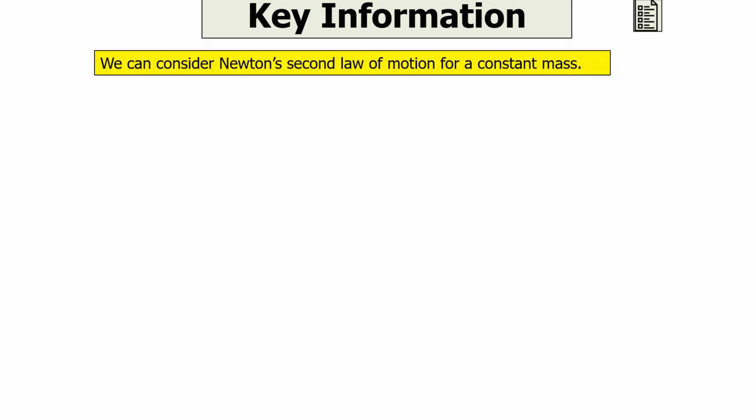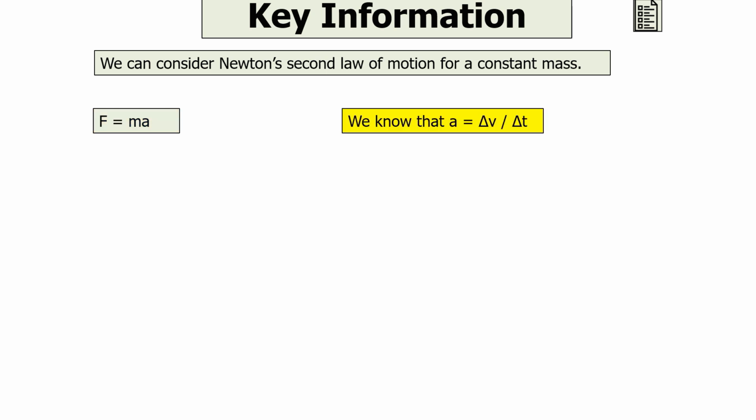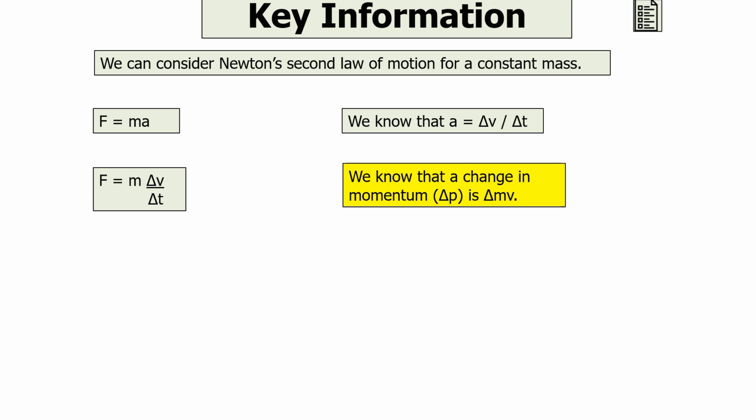Now we can consider Newton's second law of motion for a constant mass. We know that F equals ma, and we also know that a is equal to the change in velocity over the change in time. So we can substitute that into the equation and say that F is equal to m delta v over delta t. Now we know that a change in momentum, delta p, is also equal to m delta v.